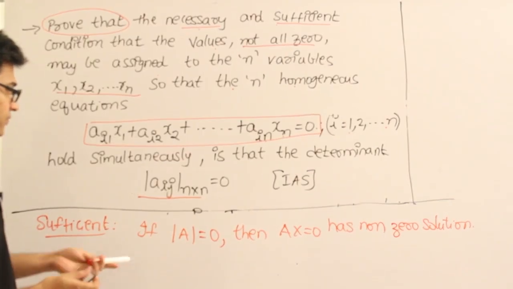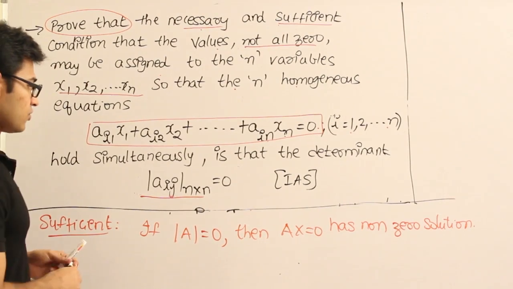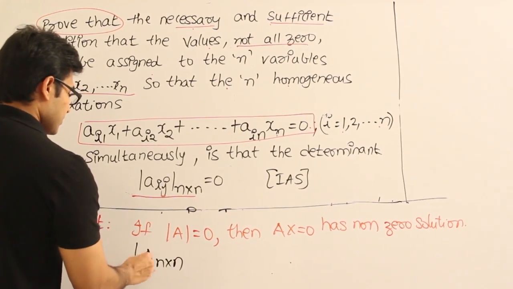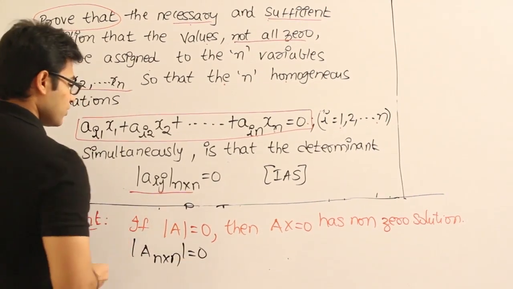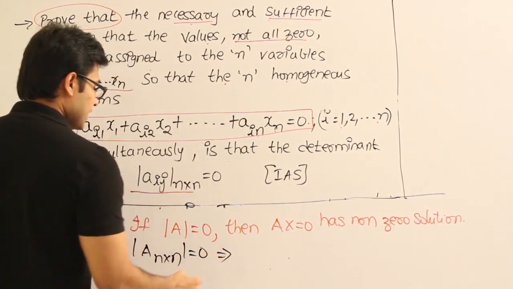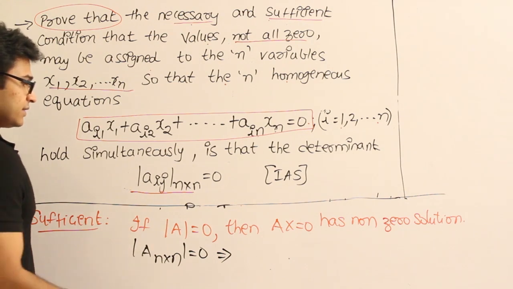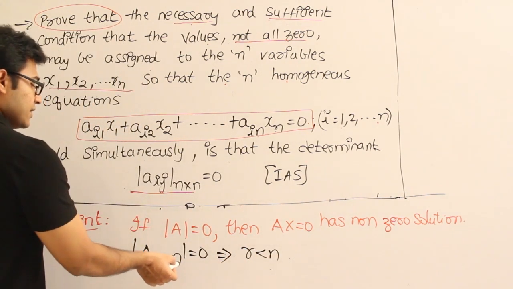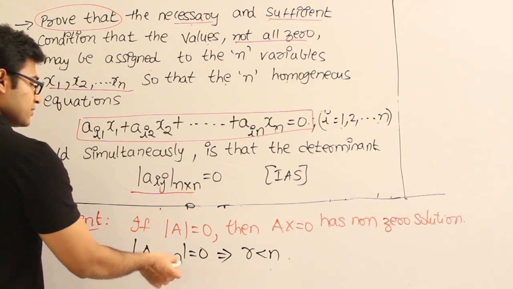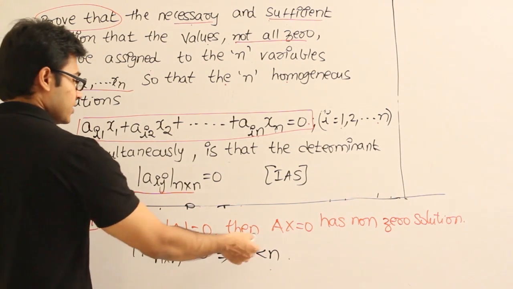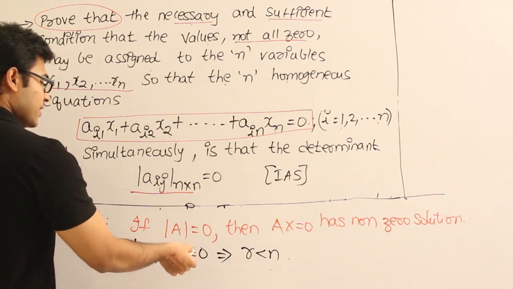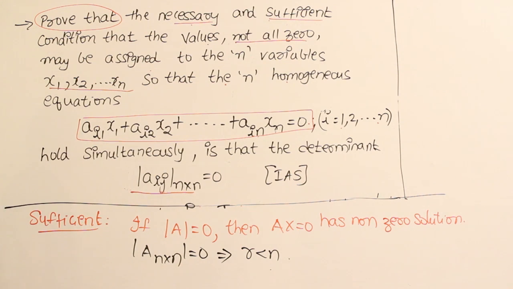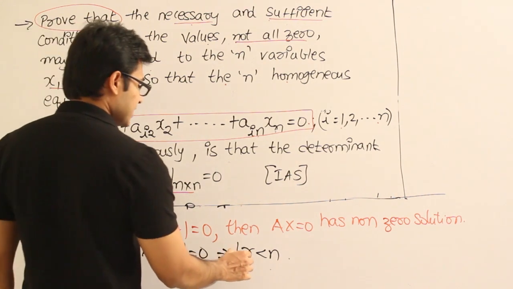Now if determinant of A equal to 0, where A is an n by n matrix, then what can we derive from that? Definitely rank is less than n. That implies that rank is less than n. Why? Unless the determinant is not equal to 0, we cannot make rank equal to n. If the determinant of this matrix is 0, definitely rank has to be a number less than n.